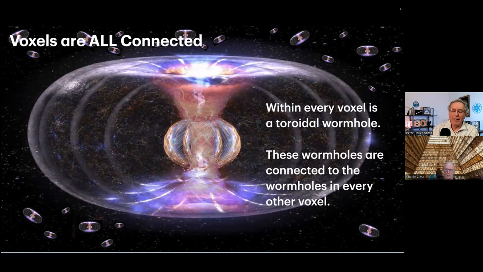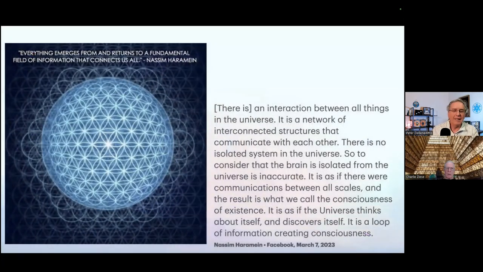Now, if I remember correctly, he said it's like each voxel contains half the number of wormholes as there are voxels in the universe. So each voxel has this uncountable number of wormholes, which equals half the number of wormholes of the voxels in the universe. So each one is connected, right? And that's what I love about this image, these little toroidal fields. And this is what Haramein does, is all the math to explain how they're all connected. So he says, if you look at the top left part of the screen, everything emerges from and returns to a fundamental field of information that connects us all.